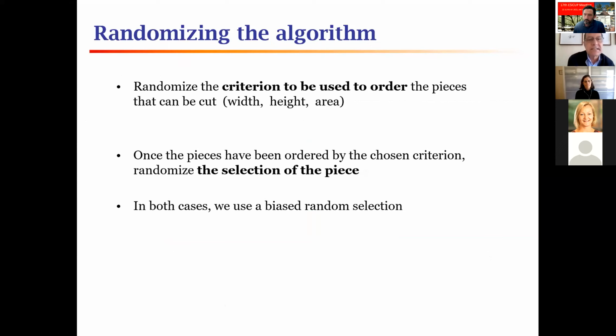And we decided to randomize it in two ways. First, randomizing the criterion to be used. Although I said in the previous slide that there is a most suitable criterion for each cutting stage, we randomize the selection of the criterion. And once the criterion has been chosen, we order the pieces according to this criterion and also randomize the selection of the piece to be cut. In both cases, it's a biased random selection, in the sense that the elements put in the first position on the ordered list have more probability to be chosen than other elements. But there is some randomization here.